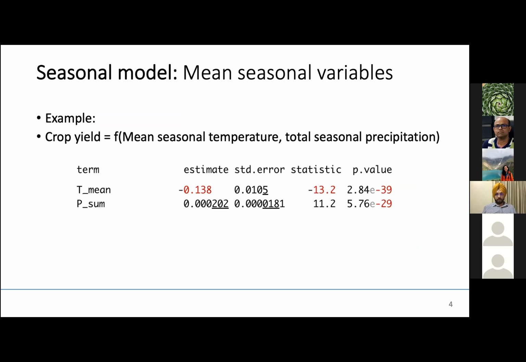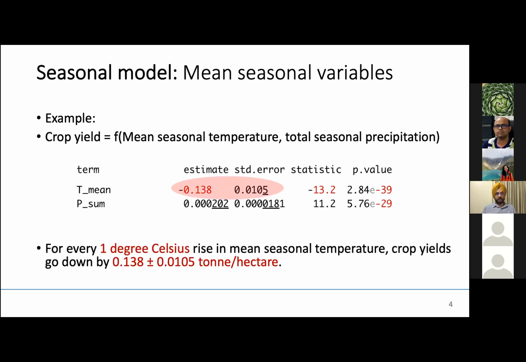To give an example of what the output of a seasonal model looks like, if we model crop yields as a function of average temperature and total rainfall over the season, this is what the output of the result model looks like. And the way we interpret these model coefficients from a linear regression is that a 1 degree Celsius rise in temperature would lead to a fall of 0.138 tons per hectare of crop yields. So this estimate over here shows that.